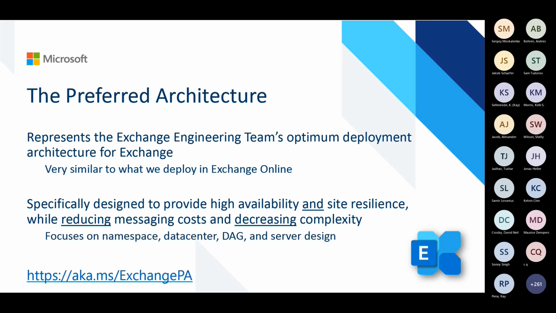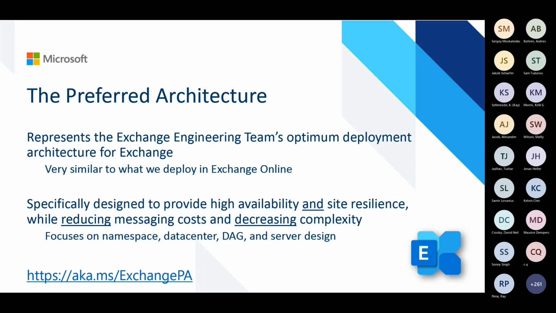Okay, customers who are running earlier versions of Exchange should also check out the preferred architecture for Exchange 2019. Now, the preferred architecture, or PA as we call it, represents our recommended deployment architecture, and it's very similar to how we deploy Exchange Online. With each new release of Exchange Server, we update the PA, and we also discuss the changes that customers need to be aware of.